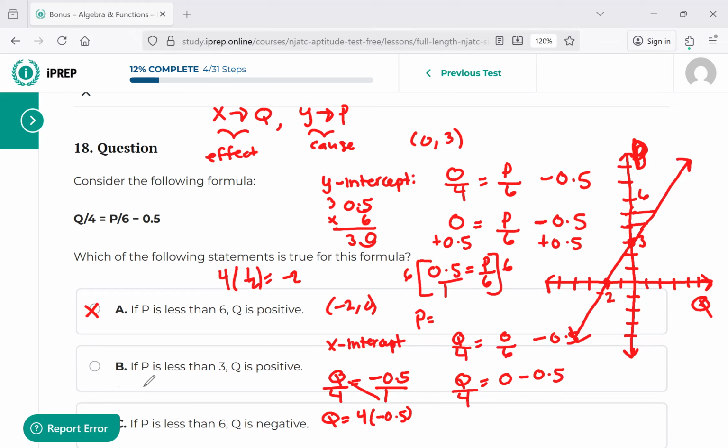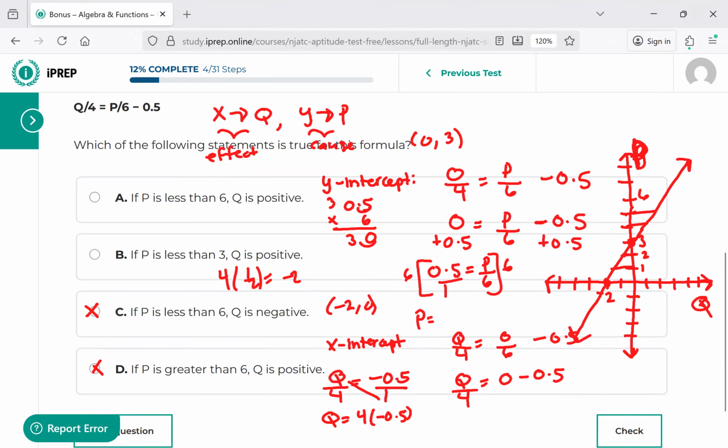What about b? If p is less than 3, so p is the y-axis, that means 2 and below. Is q positive? No. If you look at 2, what's my q? It's negative 1. My q is negative, and beyond. So it's not b. What about c?